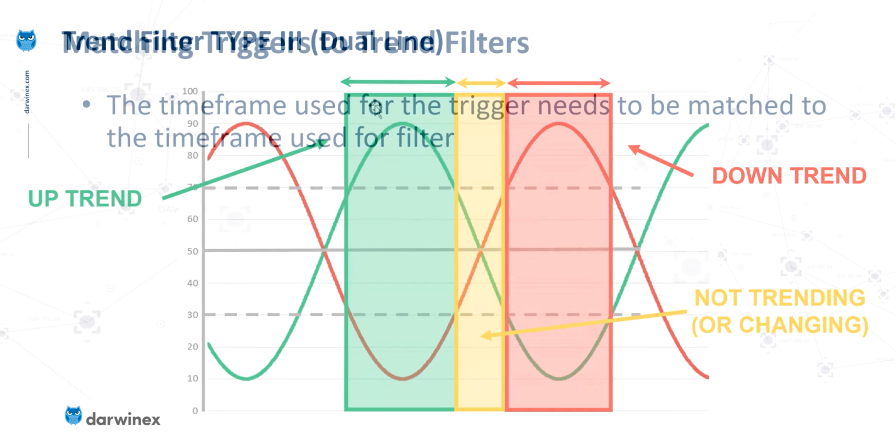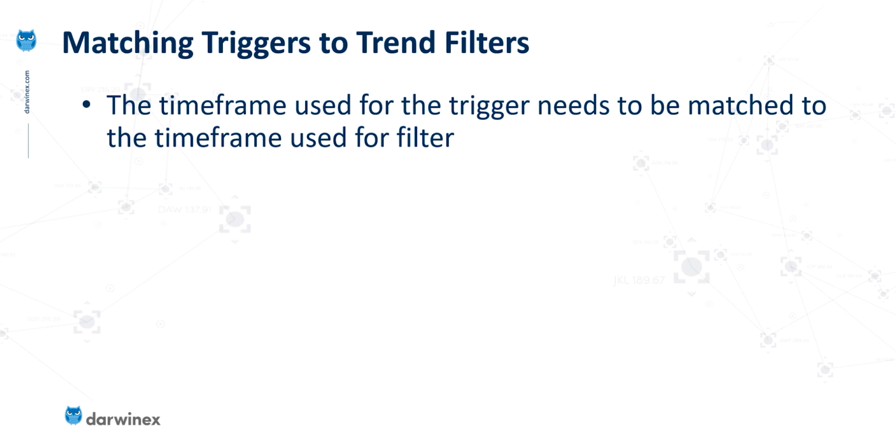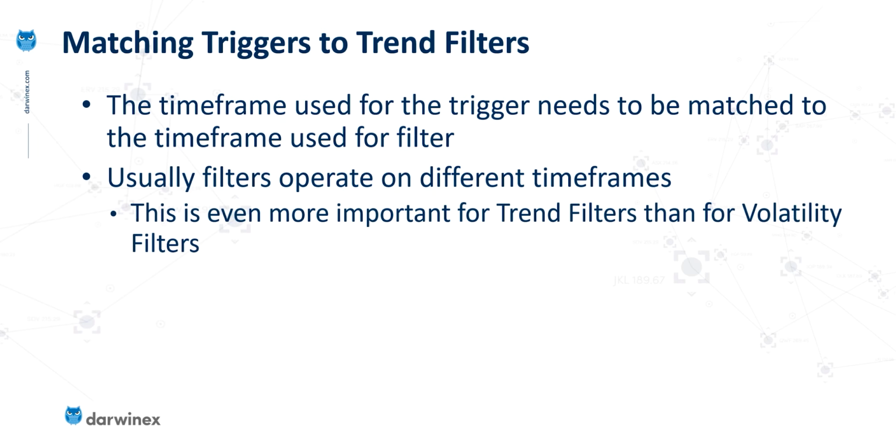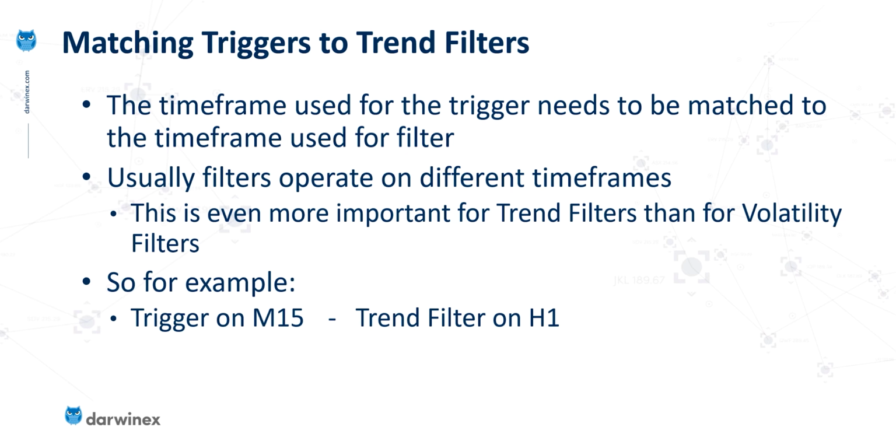Now, just like with volatility filters, you need to match the time frame of your trigger and your filter in order for this to work properly. And as we said for volatility filters, usually filters operate on a different time frame, and that's usually a higher time frame for the filter compared with that of the trigger. So for example, if your trigger is on the 15-minute chart, then your trend filter might be on the 1-hour chart. Or alternatively, if your trigger's on the H1, then your trend filter might be on the H4. But as you can see, the multiple between the two is still the same, a factor of 4.